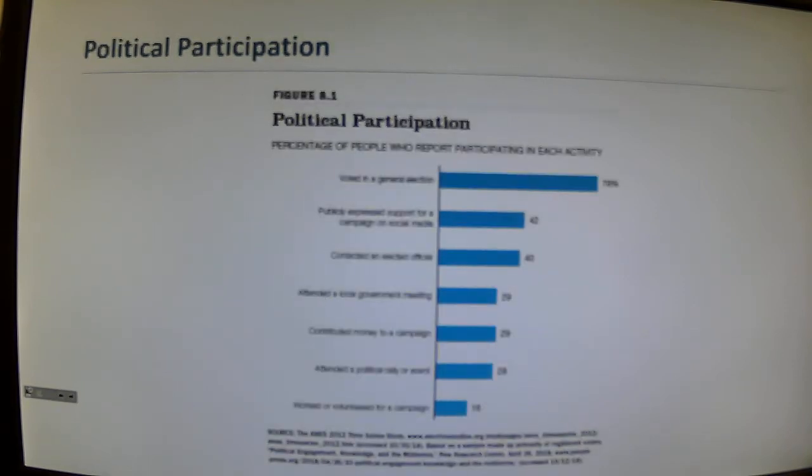This is a graphic of political participation, what people do, and obviously you can see people that are participating are generally voting. That's the easiest thing. Is anybody in here 18? Are you registered to vote? I am in my contract, but I haven't done it yet.